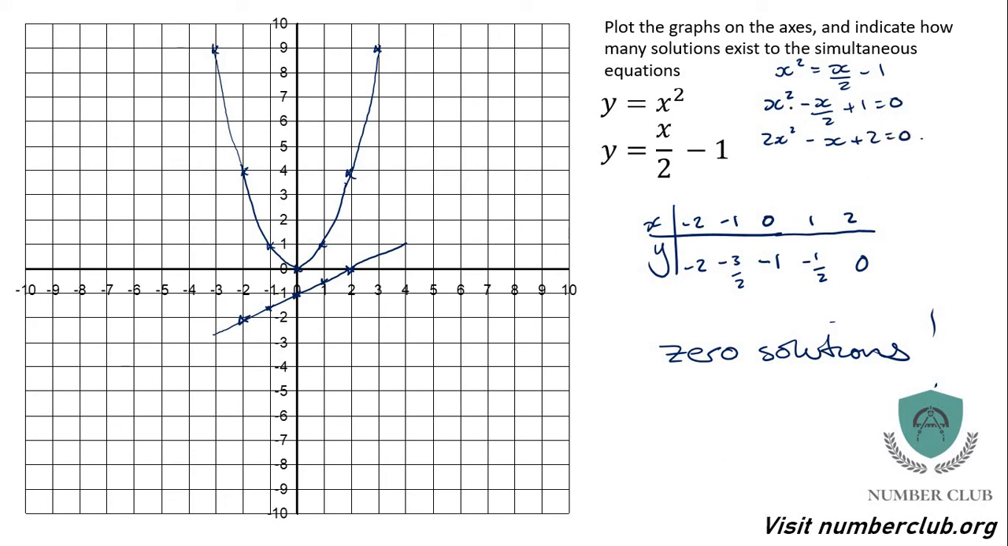You don't have to do this step to use your discriminant. You could still use it with the halves and whatever else, but I just find it a bit easier. b squared will be negative 1 squared minus 4 lots of 2 lots of 2, which is 1 take away 16, which is negative 15. So if the discriminant's negative, there's no solutions. You don't have to do this; you can use the graph for it.